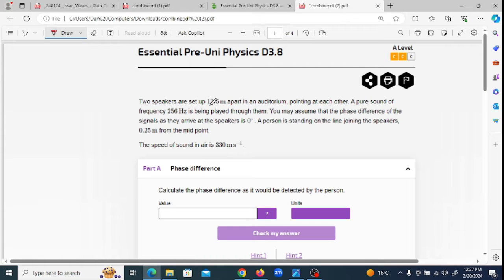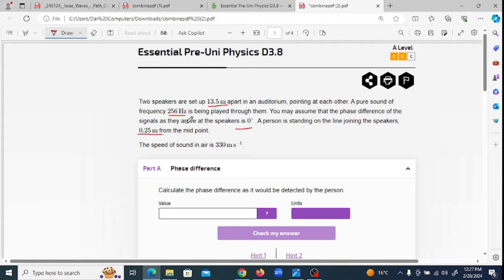Two speakers are there. These speakers are 13.5 meter apart in an auditorium, pointing at each other. The pure sound of frequency 250 Hertz is being played through them. You may assume that the path difference of signal as they arrive at is 0 degree. A person is standing on the line joining the speaker 0.25 from the midpoint.